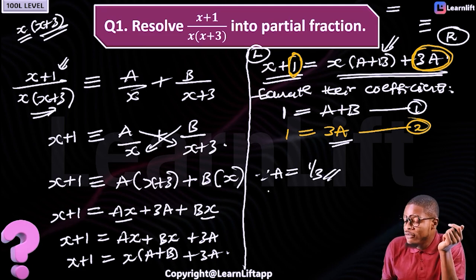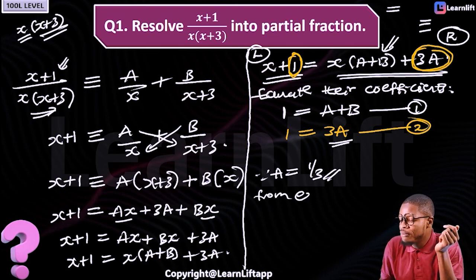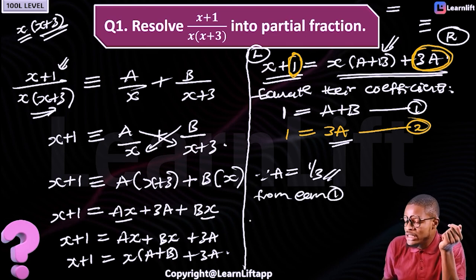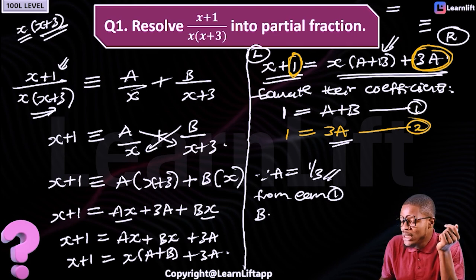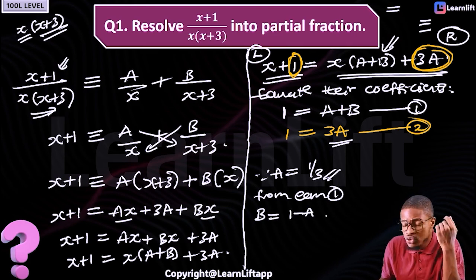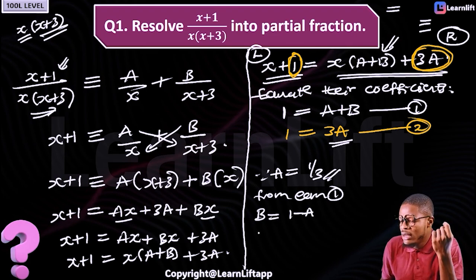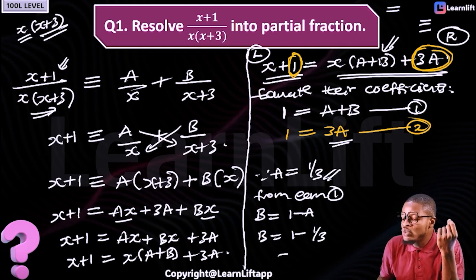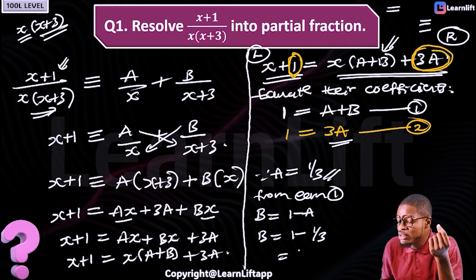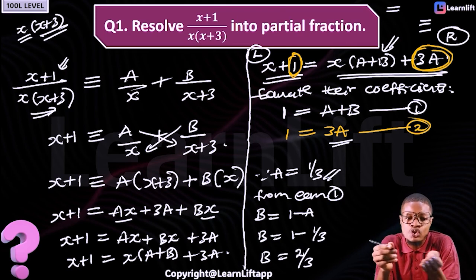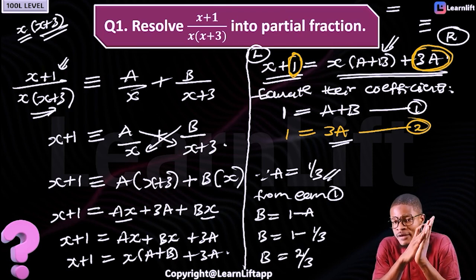Now, how do I get b very quickly? From your equation 1, do you agree with me that b is equal to 1 minus a? That means b is equal to 1 minus, what is a? 1 all over 3. What is 1 minus 1 over 3? That's going to give me nothing but 2 all over 3. 1 minus 1 over 3 is 2 all over 3. That's what we are going to have there.